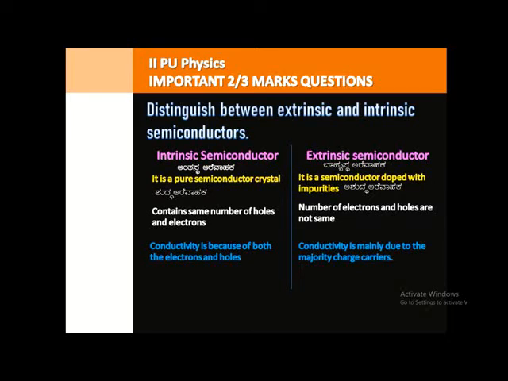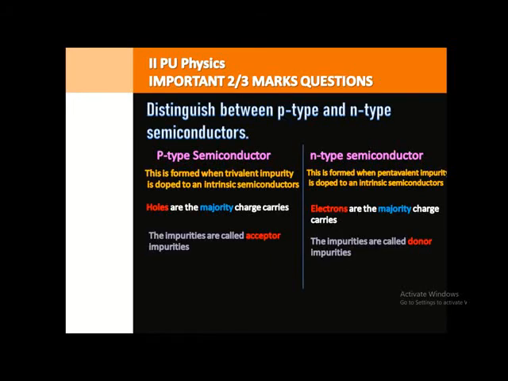Next, distinguish between extrinsic and intrinsic semiconductors. There are differences. Intrinsic semiconductors are pure semiconductor crystals. Extrinsic semiconductors are semiconductors doped with impurities. An intrinsic semiconductor contains the same number of electrons and holes. In an extrinsic semiconductor, the numbers of electrons and holes are not the same. In an intrinsic semiconductor, conductivity is because of both electrons as well as holes. In an extrinsic semiconductor, conductivity is mainly due to majority charge carriers.